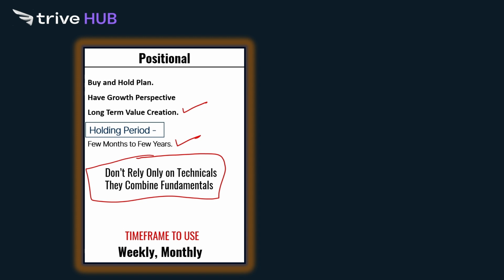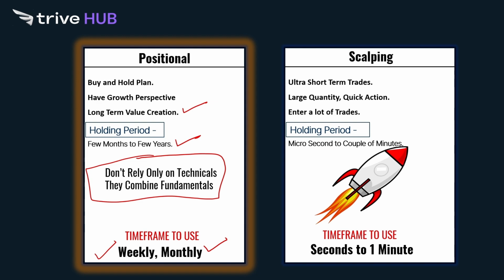Then the fastest and the riskiest type of trading is scalping. These scalping trades are ultra short term trades where you buy in huge quantity and sell within a few seconds only, so that you are scratching out little profits from the market in a very short time.